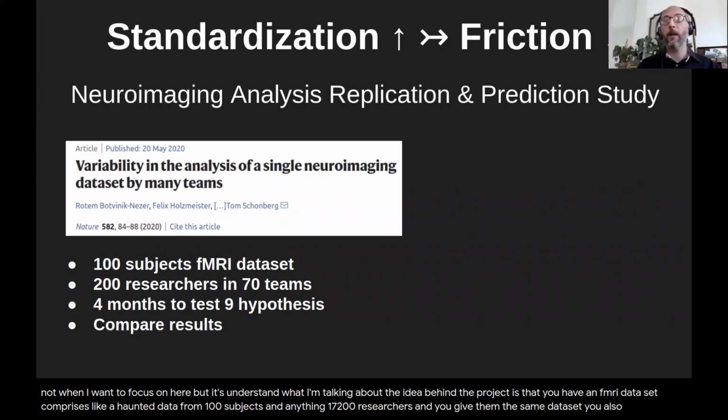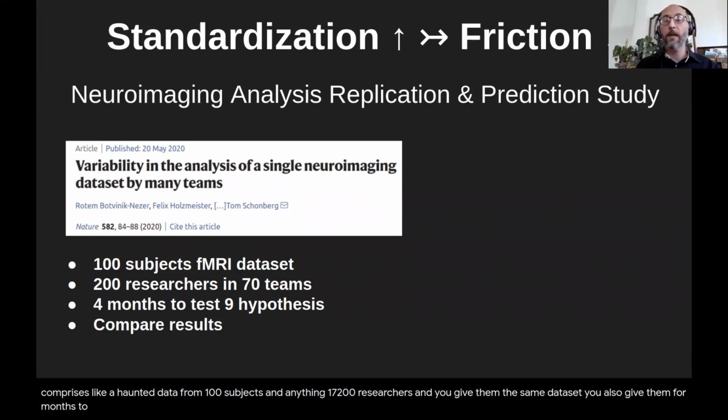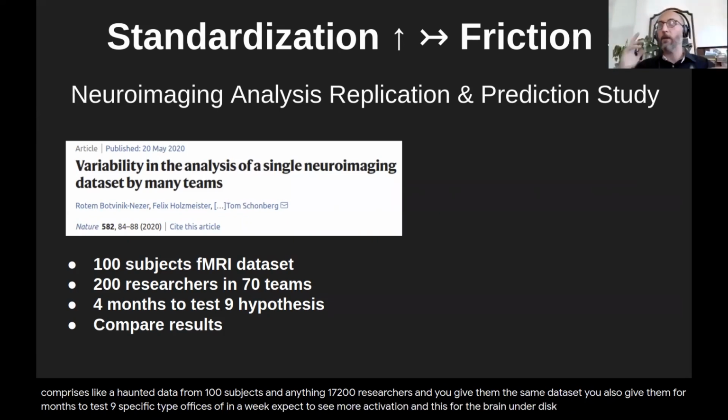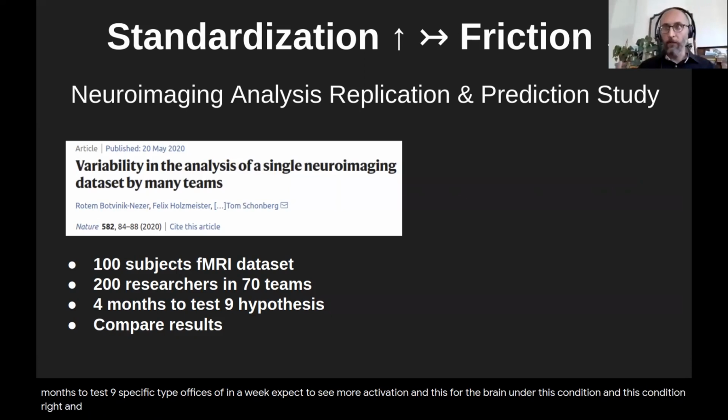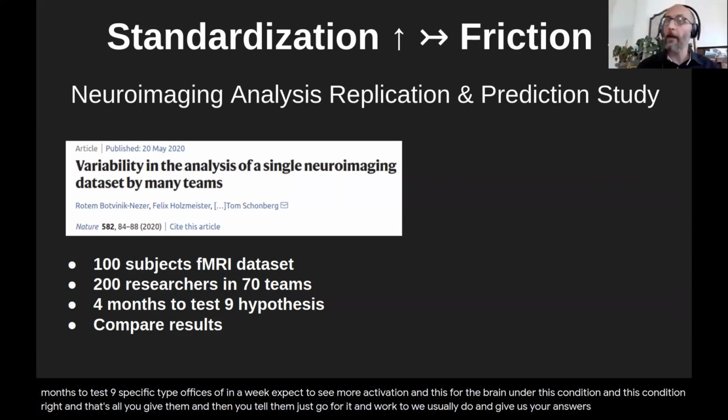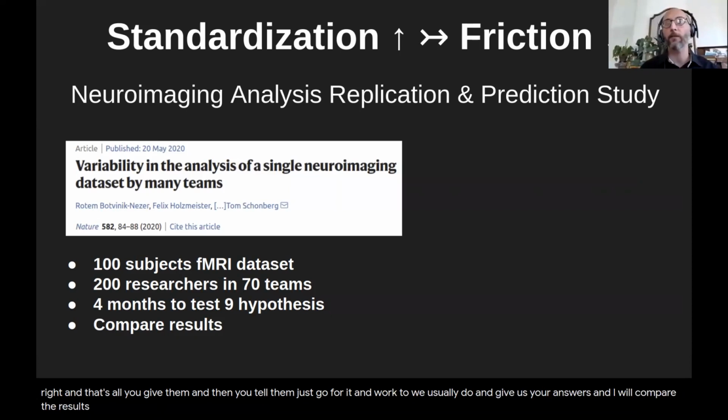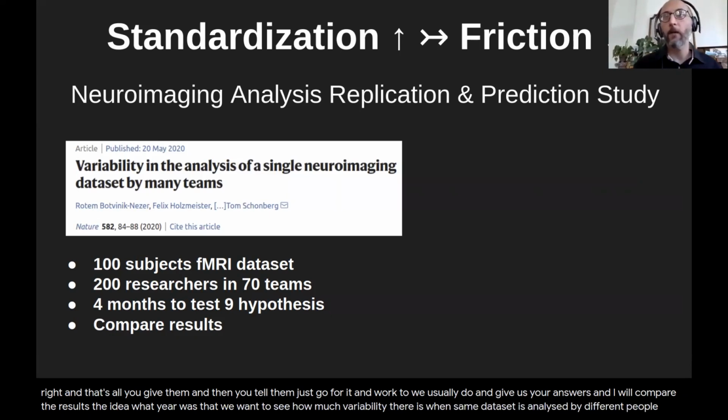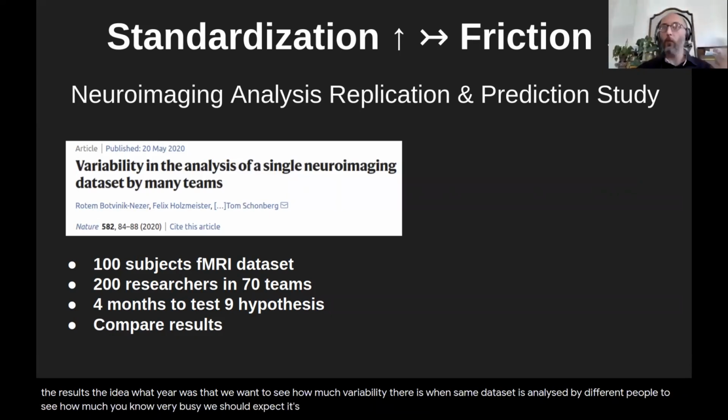You also give them 4 months to test 9 specific hypotheses, of the form: we expect to see more activation in this part of the brain under this condition and this condition, right? And that's all you give them. Then you tell them, just go forth and work the way you usually do and give us your answers. And then we compare the results. The idea here was that we want to see how much variability there is when the same data set is analyzed by different people, to see how much variability we should expect, let's say, in the wild, when we get some results in the literature.